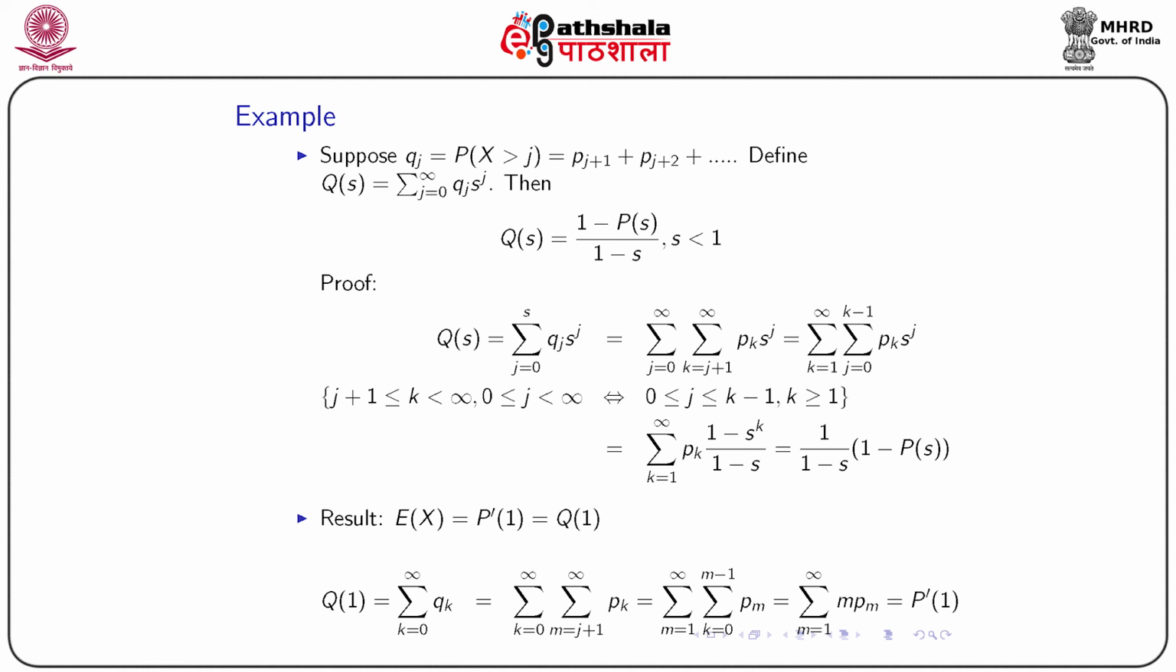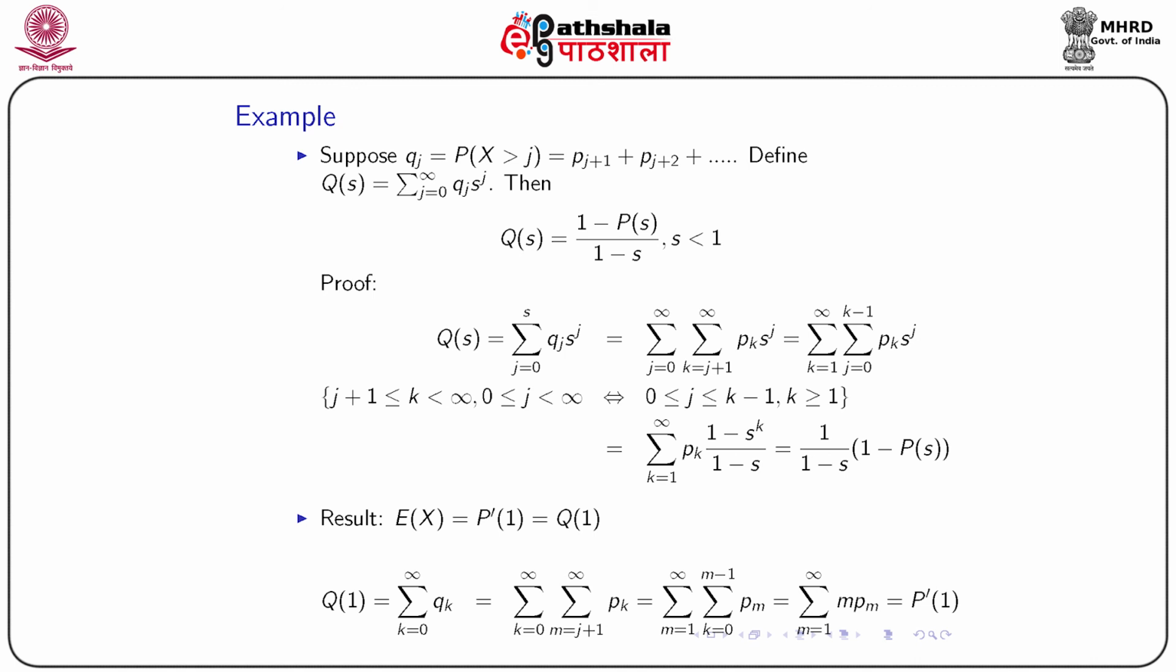Now another example. Suppose q_j is something like that, the probability X greater than j. So this is p_(j+1) plus p_(j+2) and so on. And we define Q(s) as the sum over j from 0 to infinity of q_j s to the power j. So this is once again some sort of generating function. Then Q(s) can be written as (1 minus P(s)) over (1 minus s) whenever s is less than 1. The proof is not very rigorous.